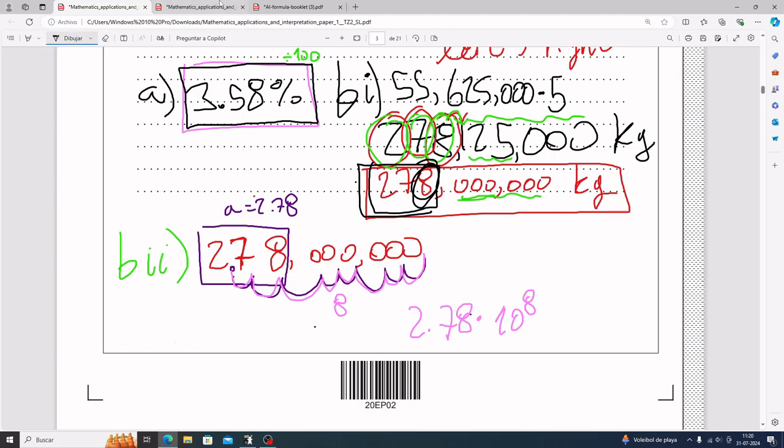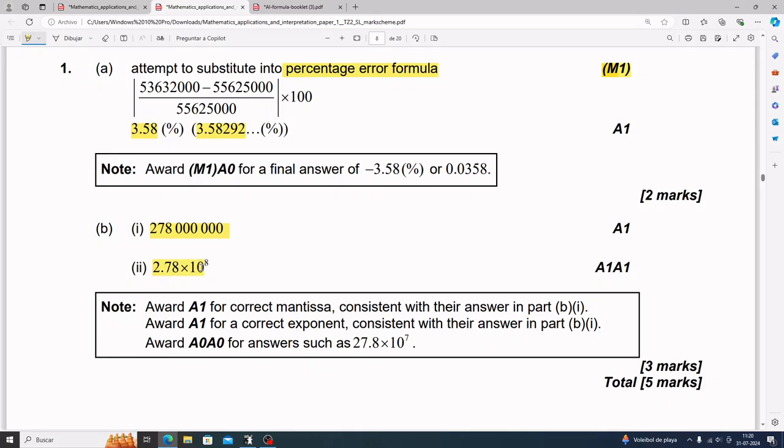For part B double I, that is my answer. We're all happy. We double checked here. There we go.